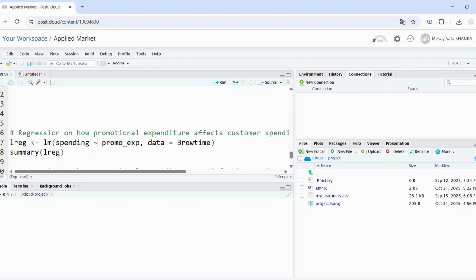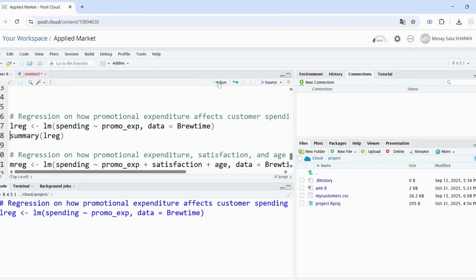So this tilde means "explained by." So it means spending explained by promotion exposure. So we store this result into a new object or variable called lreg. Then the summary displays the details. So let's run first the regression model, and then we run the summary.